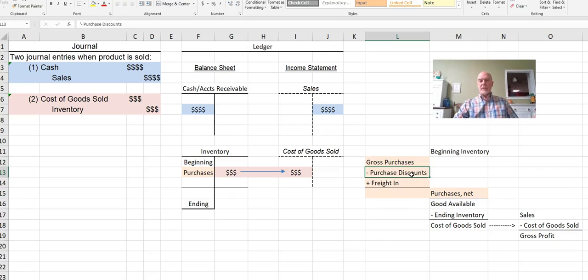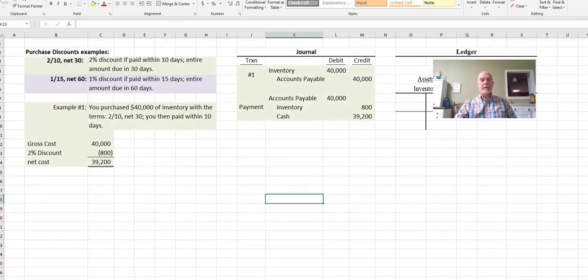If you had to pay freight on that incoming product, then of course that would add to your cost of purchases. So this adjusted cost of purchases would go into this calculation of cost of goods sold. Those are the two things we're going to talk about in this video. Let's talk about purchase discounts first.